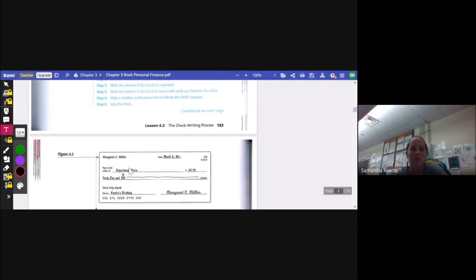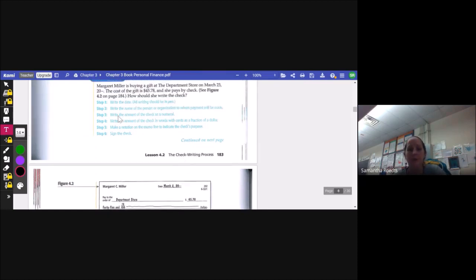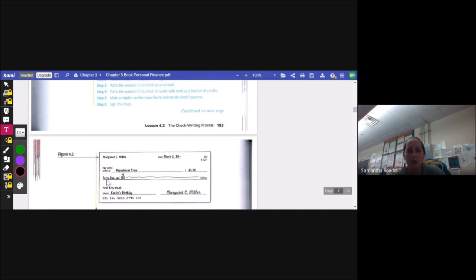Step number 2, write the name of the person or organization to whom the payment will be made. So she's making the payment to the department store. So if you went and bought something at Abercrombie & Fitch, you would put Abercrombie & Fitch at the top. Step 3, write the amount of the check as a numeral. So the amount of the check was $45.78. Write the amount of the check in words with cents as a fraction of a dollar. So 45 and 78 over 100.